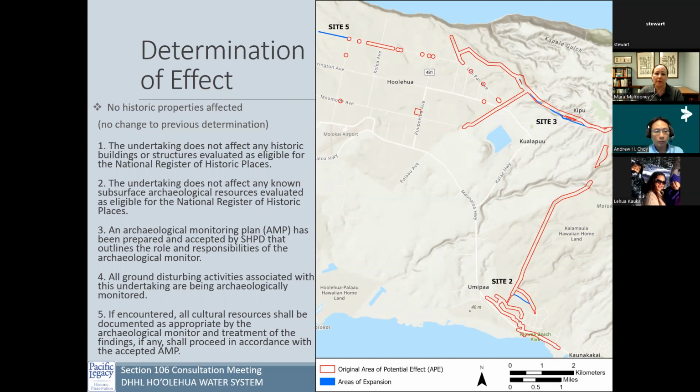And just to reiterate, we have had an archaeological monitor on site for 100% of the ground disturbing activities associated with this project. All ground disturbing activities associated, of course, being archaeologically monitored, and if encountered, all cultural resources shall be documented as appropriate by the monitor, and treatment of the findings, if any, shall proceed in accordance with the accepted AMP. Now, as the DHHL slides early on showed, the project is about 57%.